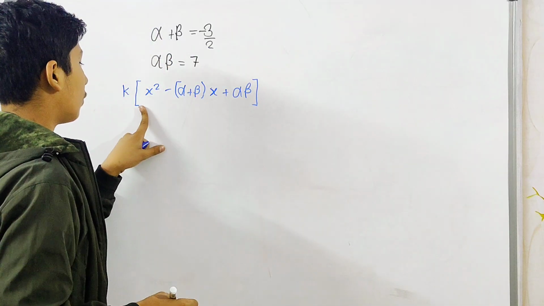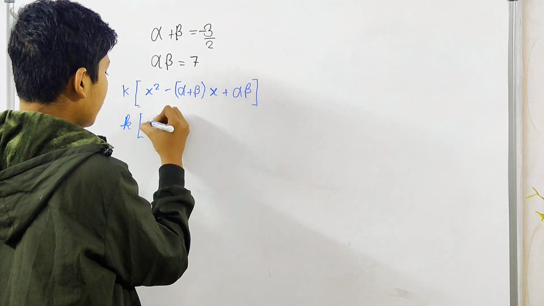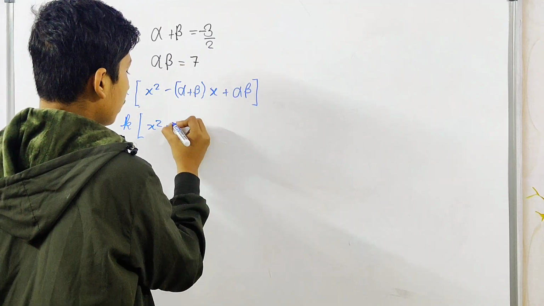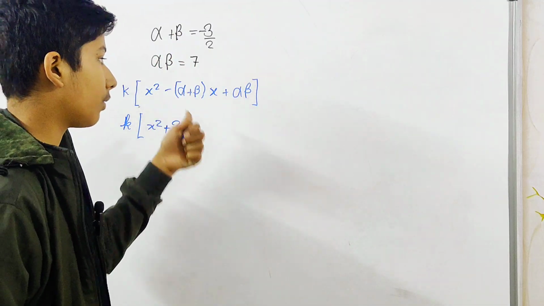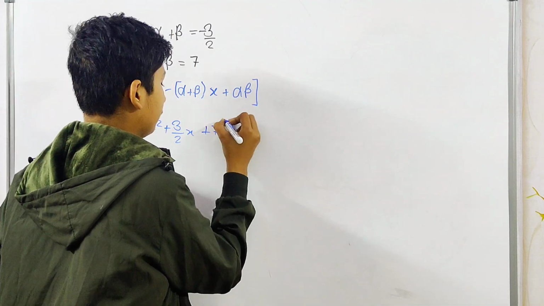Okay. Now k bracket x square minus alpha plus beta is minus 3 by 2, so it would be 3 upon 2 into x, because minus and minus will become plus, and plus alpha beta, which is 7.